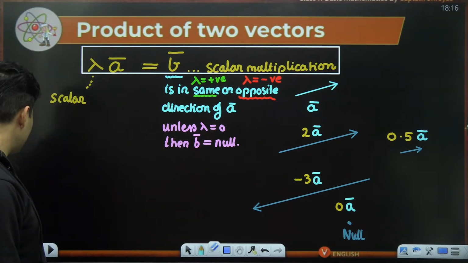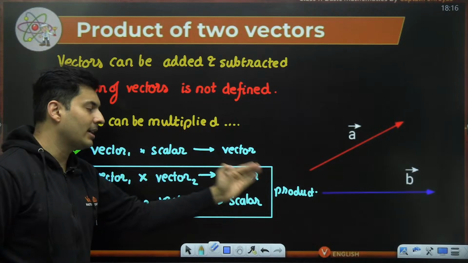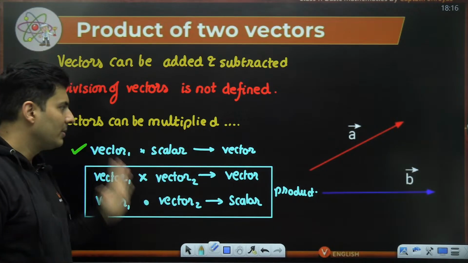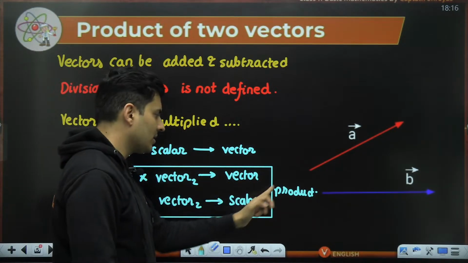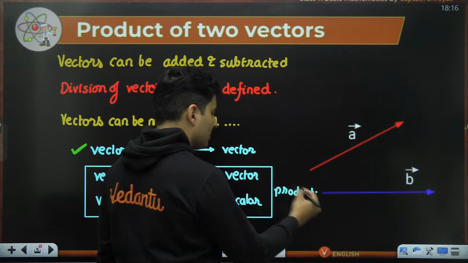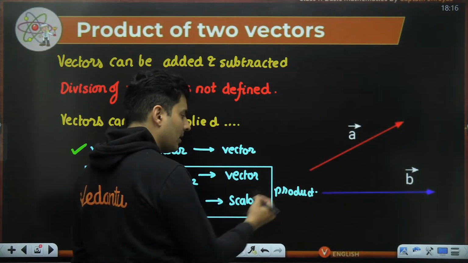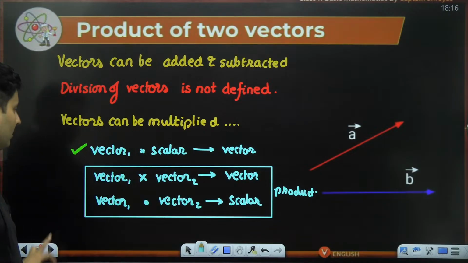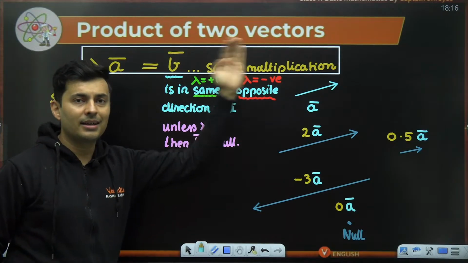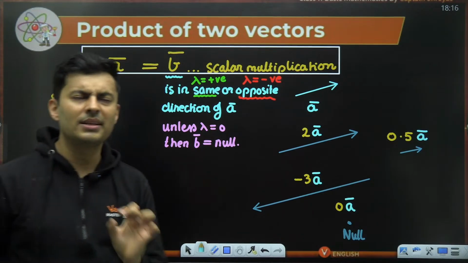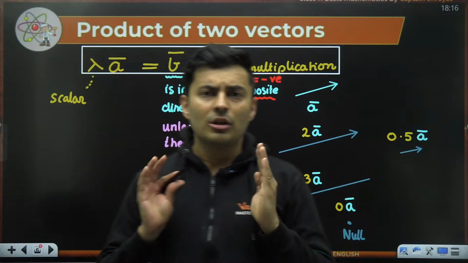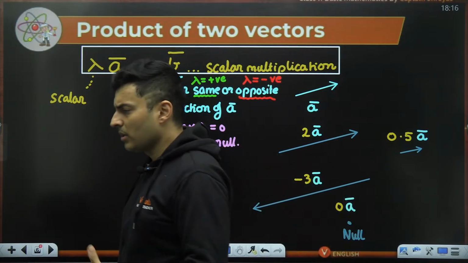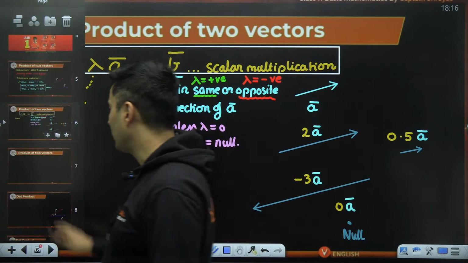But these two are generally called vector product or scalar product. Please understand that. These are just products, vector products or scalar products. This particular operation, the first operation, is called a scalar multiplication. So you should know these terms, just in case they are used in mathematics.